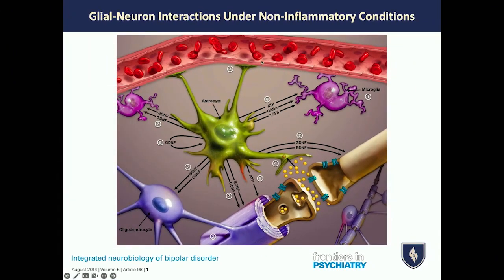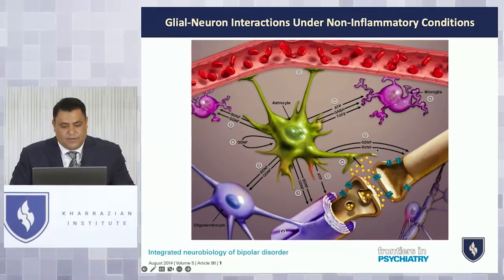Here's a normal glial neuron interaction. Here you see the astrocyte, here you see the microglia, here you see the nerve synapse. Here's the synaptic cleft, so the neurotransmitters are in between. The astrocyte helps modulate glutamate and GABA neurotransmitter responses, with excitatory and inhibitory pathways. And the astrocyte also helps release things like growth factors, GDNF and BDNF, these are nerve growth factors, helps with ATP production, and keeps everything nice and healthy.